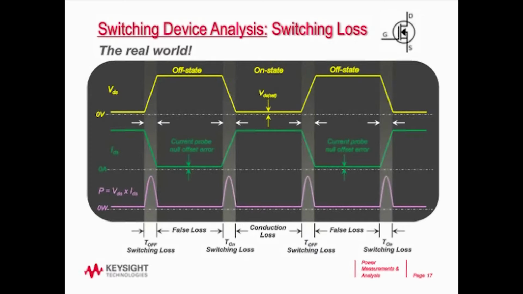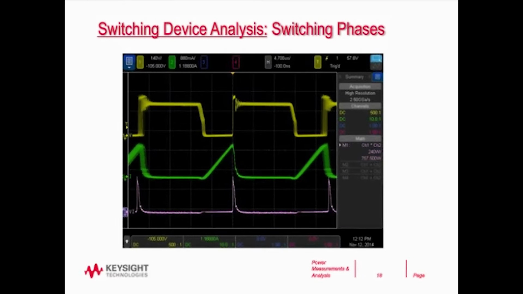Now let's take a look at what this looks like on an oscilloscope. First of all, let me explain, I scaled these waveforms wrong. I'm not taking advantage of the full resolution of my scope, but I scaled them this way so that we could see them more clearly. The top waveform is VDS, the yellow waveform. The green waveform is IDS, current through the transistor, and the purple waveform is the waveform math function, which is volts times amps. So here we show the conduction phase of VDS.